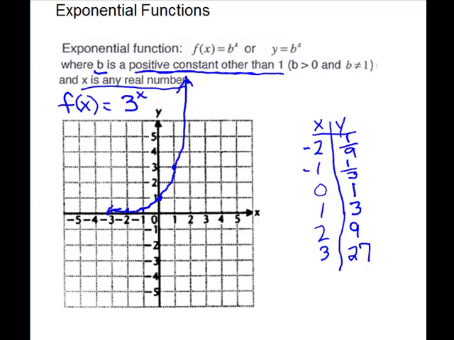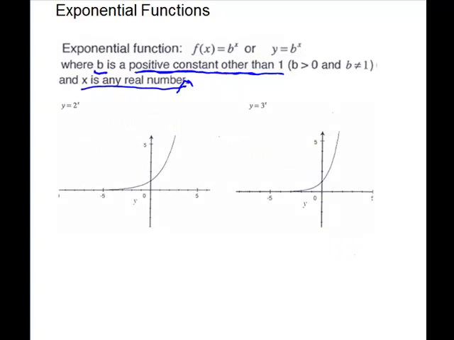This graph is a little bit steeper than f of x equals 2 to the x. If you look at the graphs side by side, you can see that 3 to the x is a little bit steeper. So if you did 4 to the x, it's going to be even a little bit steeper.